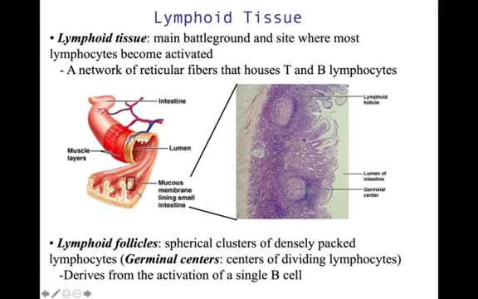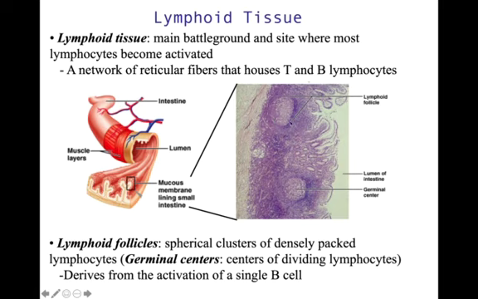And let's say we have an activation, an antigenic challenge. You actually can see it here. This large cluster here and here, these are called lymphoid follicles. These are spherical clusters of densely packed lymphocytes. So what happened here was you had an antigenic challenge. We had a B cell that was activated, for example, and that B cell divides, and as it divides, you can actually start to see this spherical lymphoid follicle be produced.